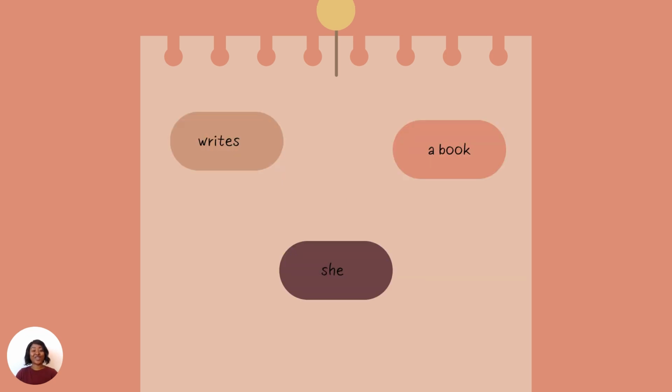Now, it's your turn to have a practice. There are three words and phrases here: writes a book, she. Can you rearrange these words to make an active voice sentence? That means a subject, a verb, and an object. You can pause the video to have a go.